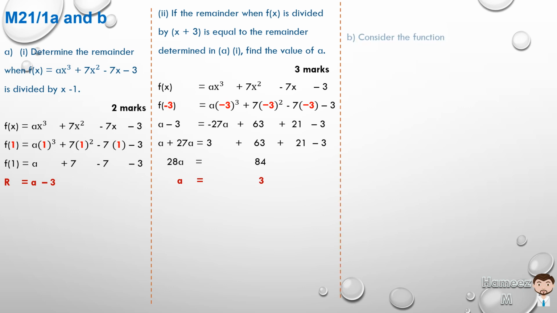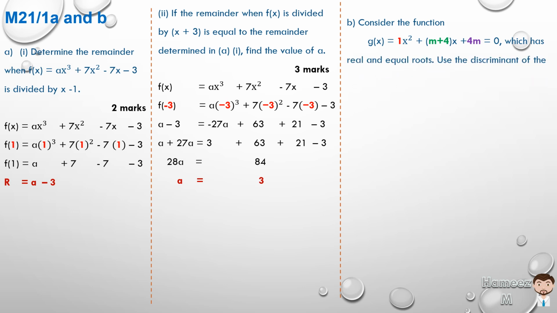Part B. Consider the function g(x) equal to x squared plus (m plus 4)x plus 4m equal to 0, which has real and equal roots. Use the discriminant of the given equation to determine the values for m. You may use the grid provided to assist you. So part A was dealing with algebra, and this part B is dealing with quadratics. And they want us to use the discriminant.